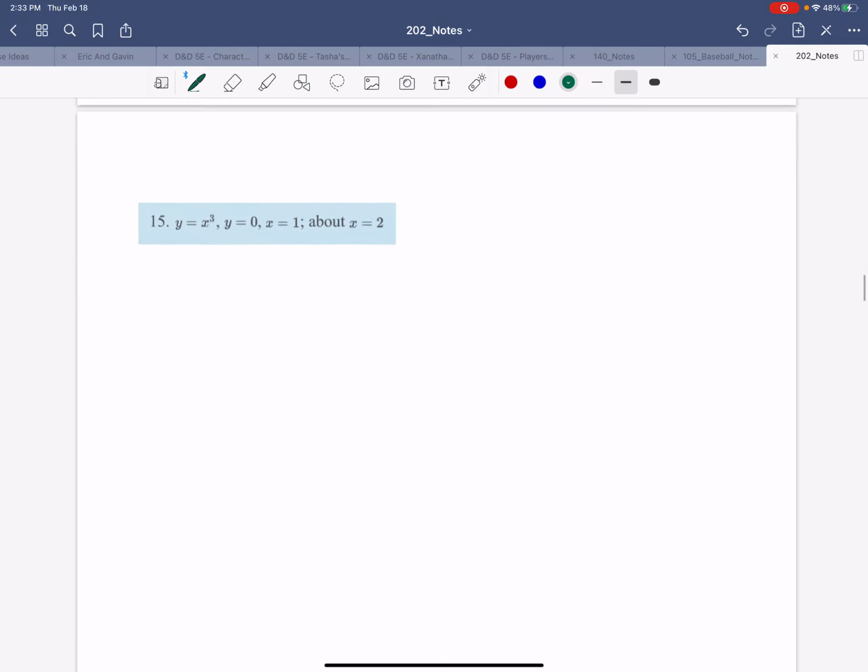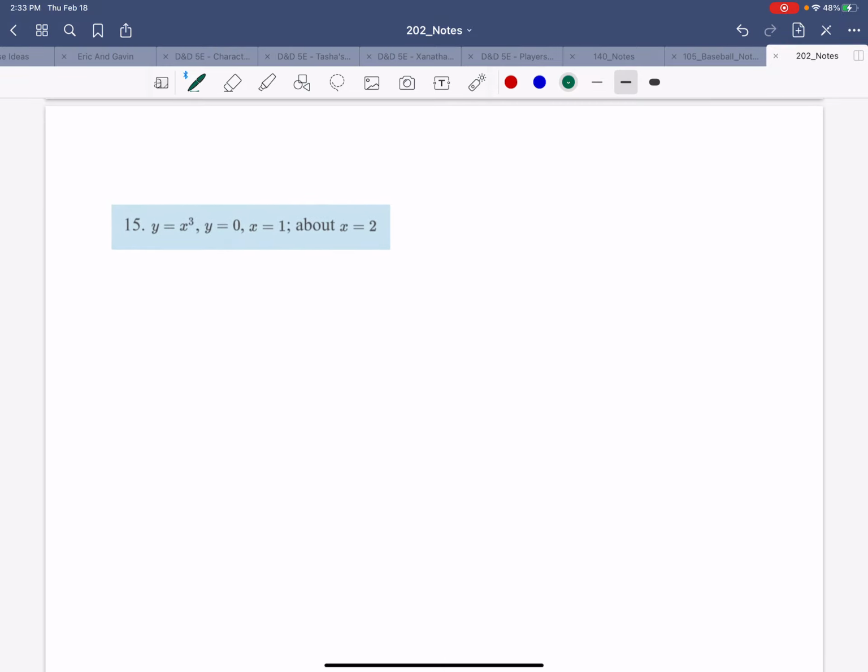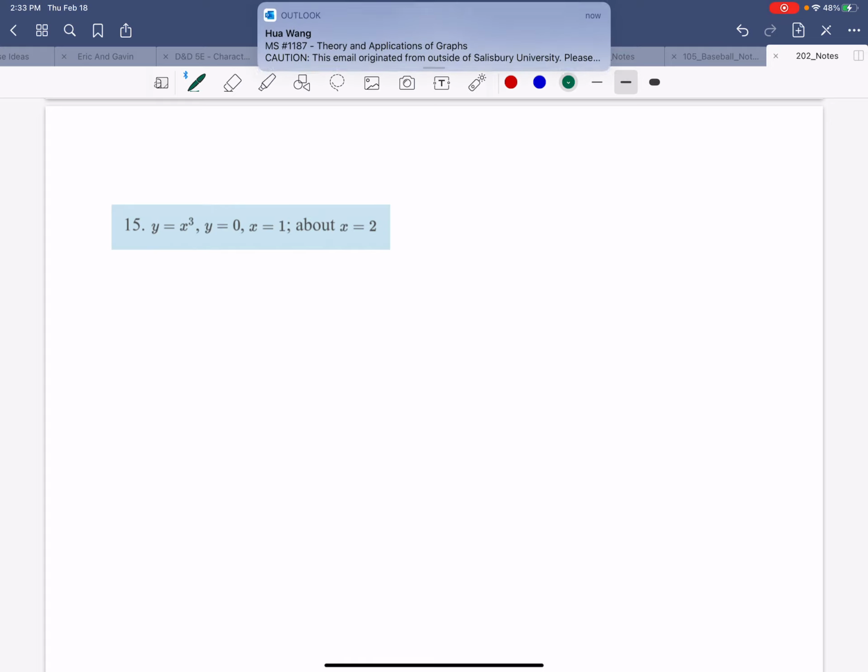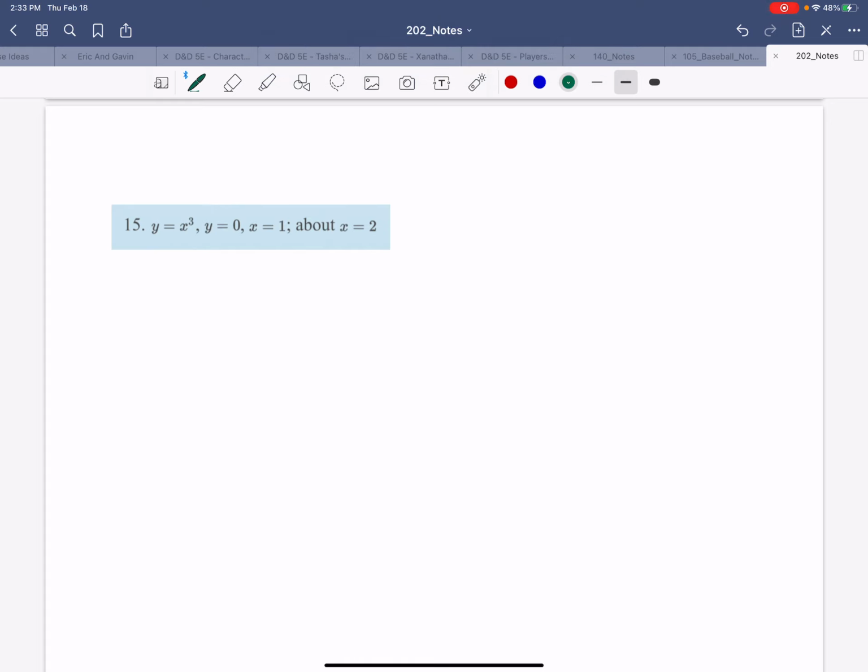Let's move on to number 15. y equals x cubed, y equals 0, x equals 1, all relatively basic, about x equals 2. Well, x equals 2 is in the first quadrant, so maybe when we draw our picture, which of course we should always do, we'll make that x-axis a little bit bigger, because we know x equals 2 is going to be involved. Now let's do these one at a time.